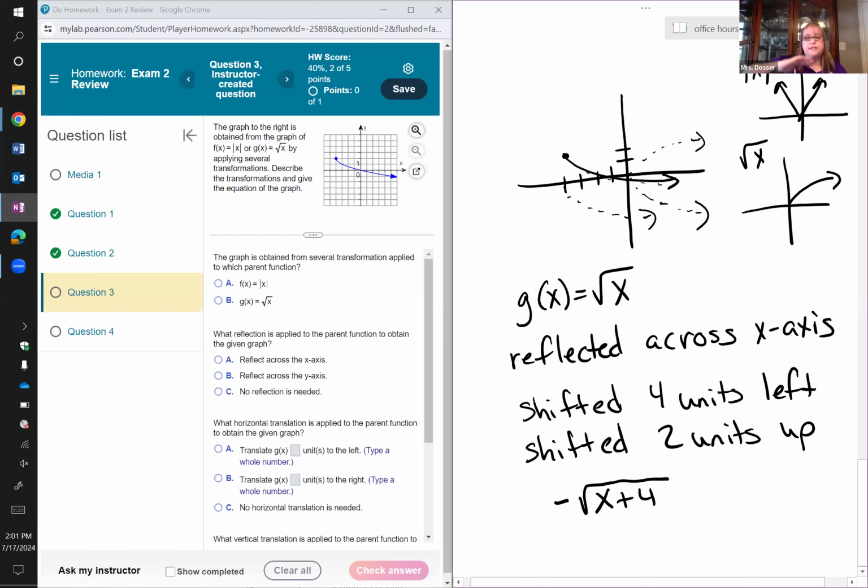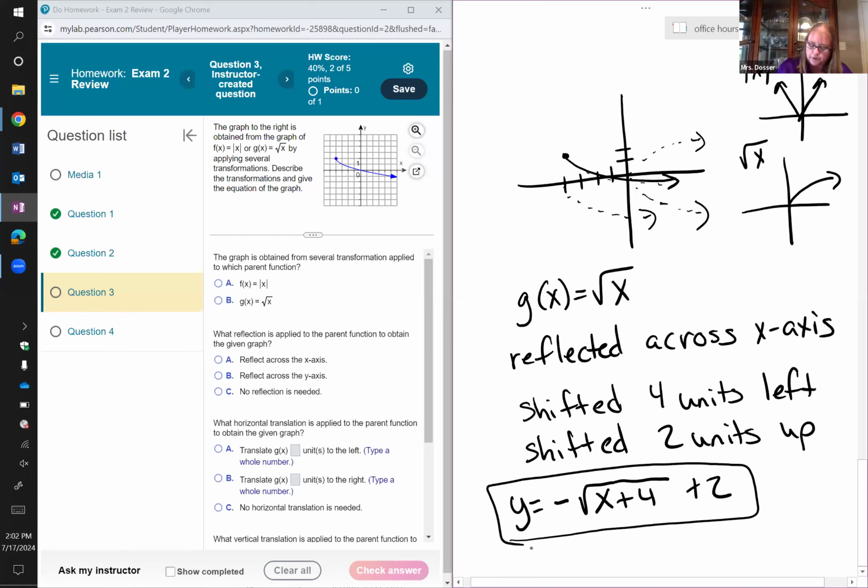And then to accomplish shifting it 2 units up, we add or subtract a number on the outside of the function, on the y values. And it is what you think: adding shifts up, subtracting shifts down. So this time we're adding 2 on the outside, to the y values. Since y is equal to this, we can add 2 to the end, and that adds it to the y's, which accomplishes shifting it up 2 units. And so this should be the equation that produces the given graph.